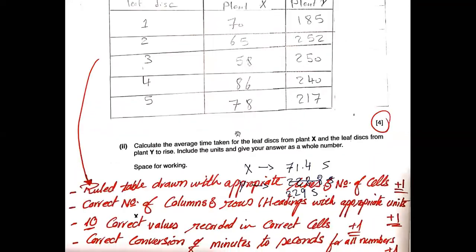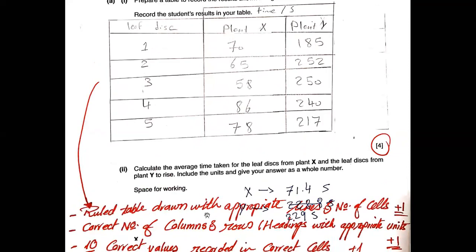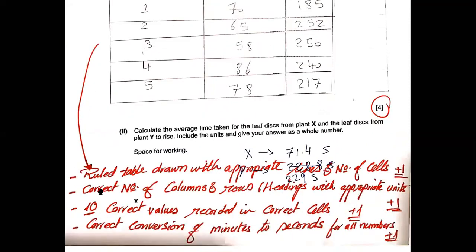the table should be drawn with appropriate lines, which are ruled. It's a must. And the number of cells also should be appropriate, which is already done here. So one mark given. The correct number of columns and rows, headings as a marking point, should be with appropriate units. And the data, or coding the data, correctly in the cells.